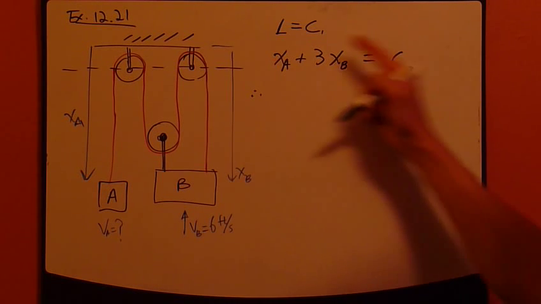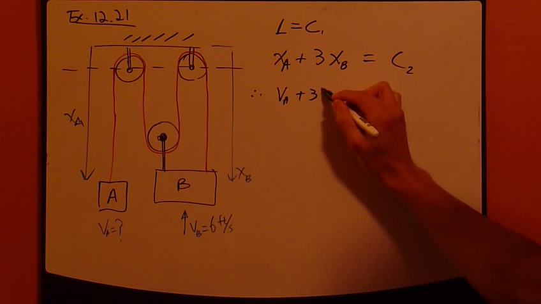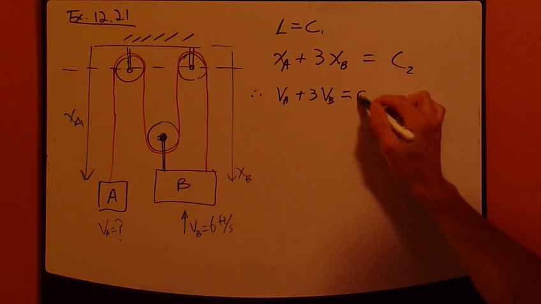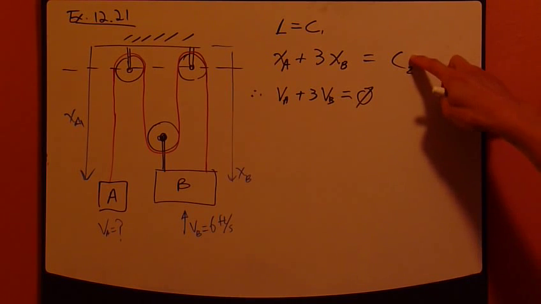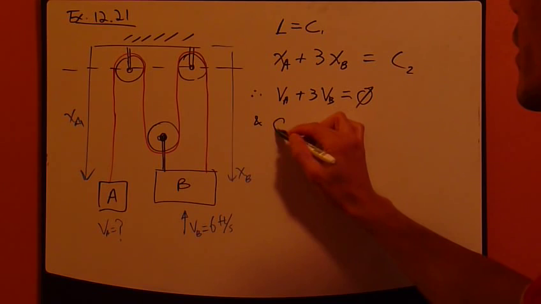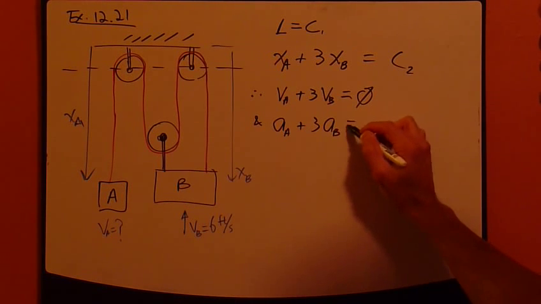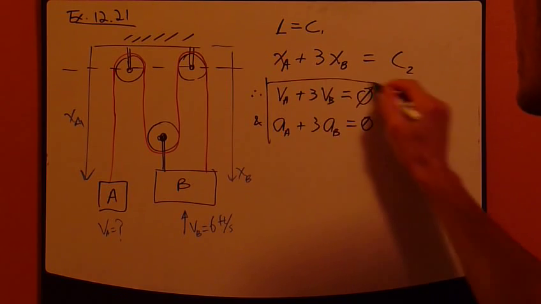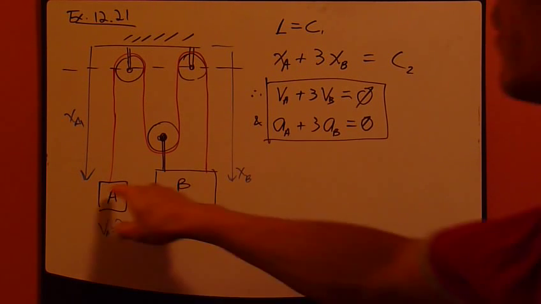So next step, just differentiate. So we have velocity A plus 3 velocity B equals constant, so it becomes 0. That's why this constant doesn't really matter what it is. And acceleration of A plus 3 times acceleration of B also equals 0. So that's the relationship between these two particles.